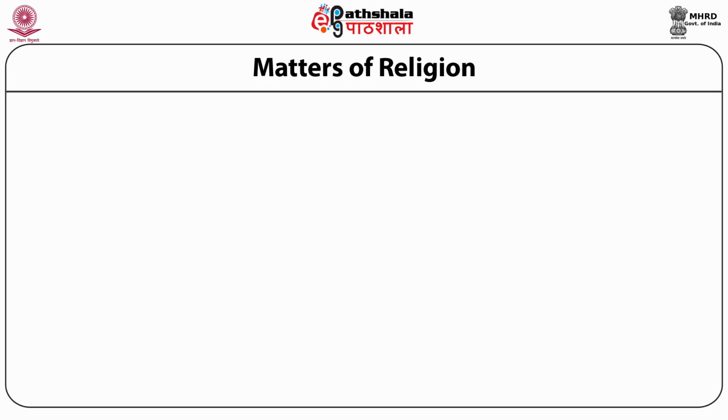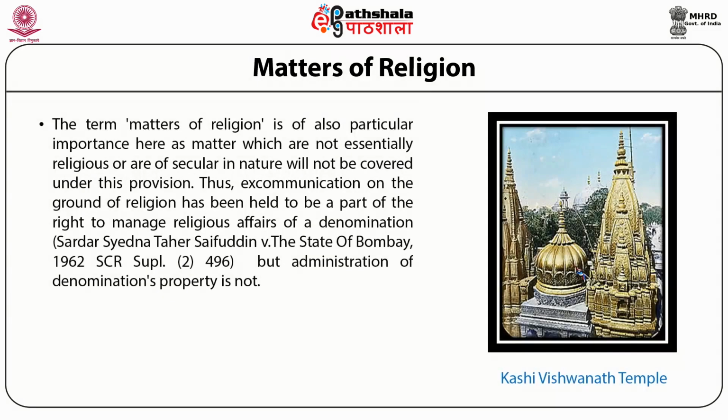Now, another interesting term that has been interpreted by the Supreme Court is the term matters of religion. What constitutes matters of religion and what doesn't constitute matters of religion? The term matters of religion, the Supreme Court has held, is of particular importance as the matters which are not essentially religious or are secular in nature will not be covered under this provision. Essentially, what Article 26 and in fact what 25 also does is essentially take out matters, activities that are secular in nature from protection. Thus, excommunication on the ground of religion has been held to be a part of the right to manage religious affairs of a denomination.